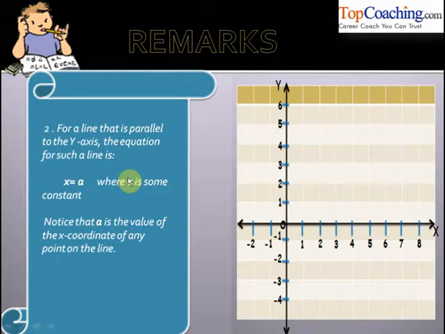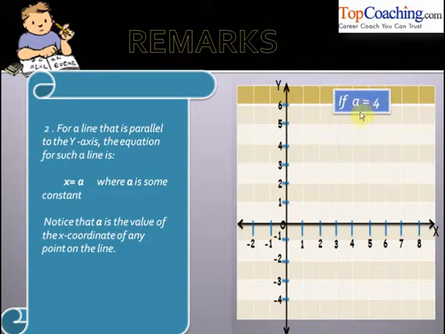Here a is some constant. Also a is the value of the x coordinate of any point on this line. So now let us say that a is equal to 4. Now if we assume a to be equal to 4, then the equation x equal to a would be x equal to 4.